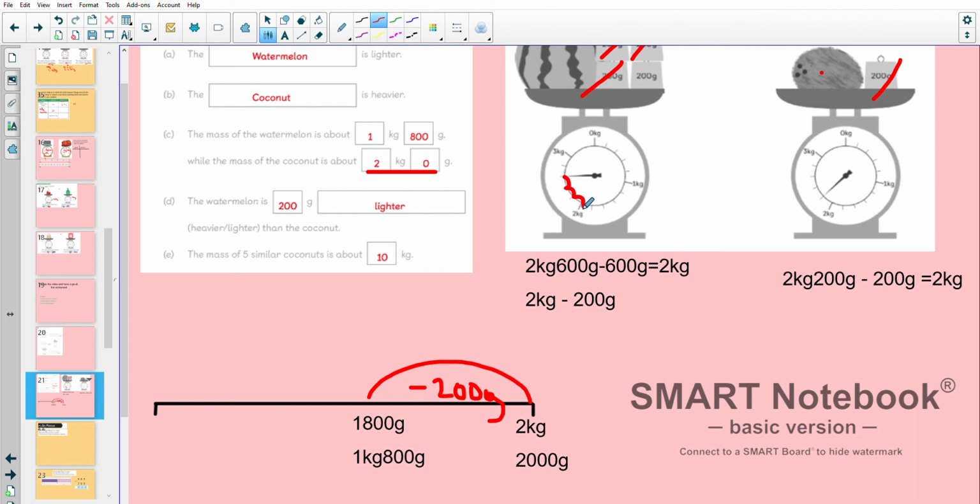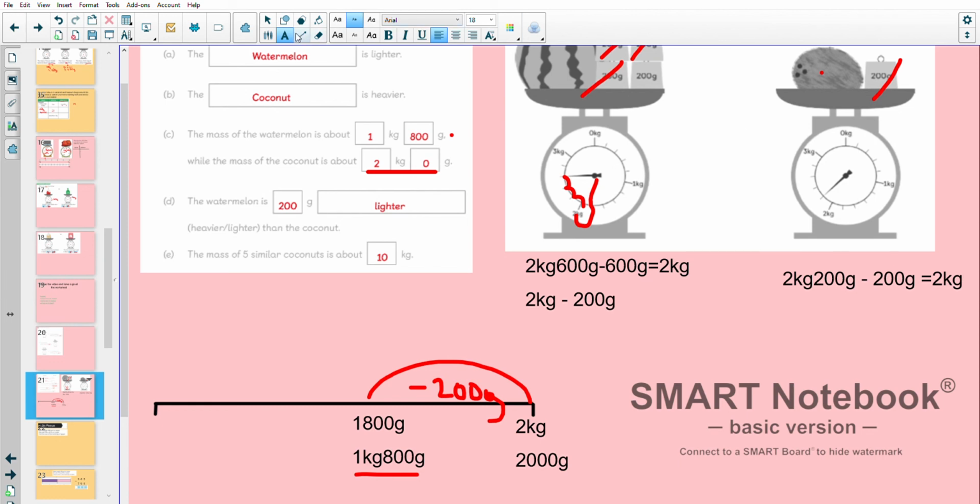I could have used the scale to help me as well. If I'm on 2 kilograms here and I take away 200, I land here, which is 1 kilogram, 200, 400, 600, 800 grams, which is exactly the same here. So that's how you get this answer here. And then the other question is which is lighter? Well, I know that the watermelon is 1 kilogram, 800, and the coconut is 2 kilograms. So the watermelon is actually lighter. The coconut is heavier. We found out these answers, and now you need to find out by how much.